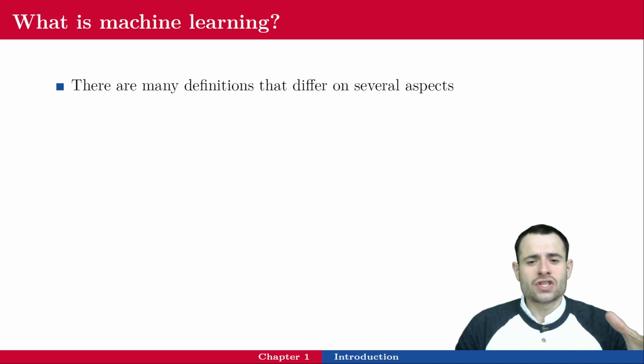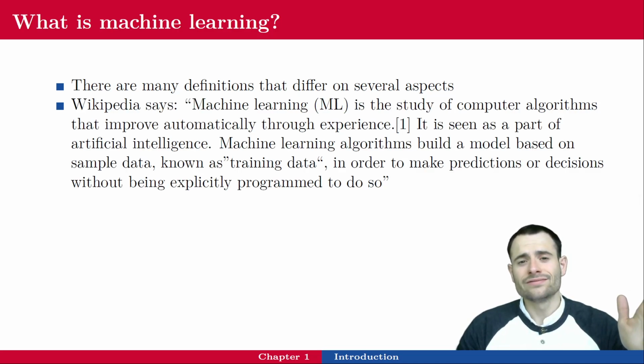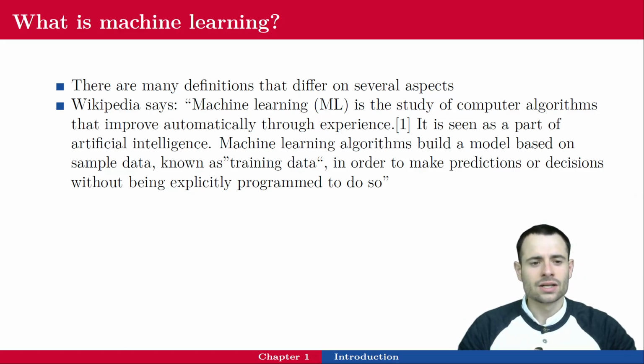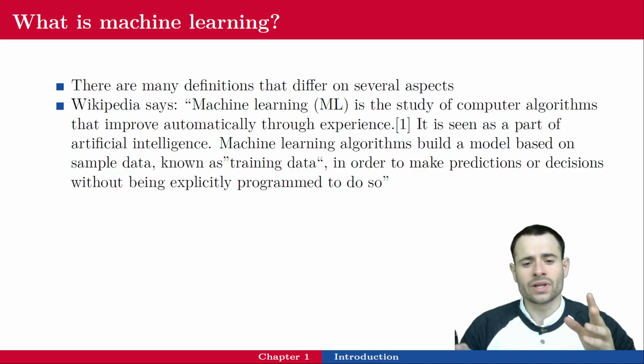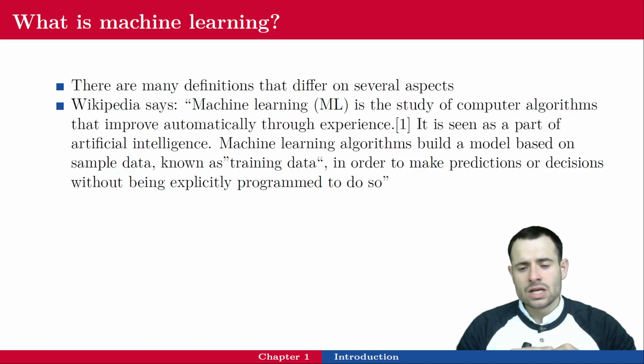First of all, there are many definitions that differ on different aspects. I got two different definitions, one of them from, of course, Wikipedia, but I checked the definition and it's pretty good. So I confirm that this is one of the possible definitions for machine learning. It is the study of computer algorithms that improve automatically through experience. It is seen as a part of artificial intelligence. Machine learning algorithms build a model based on sample data, known as training data, in order to make predictions or decisions without being explicitly programmed to do so.